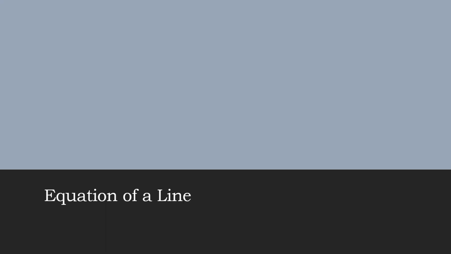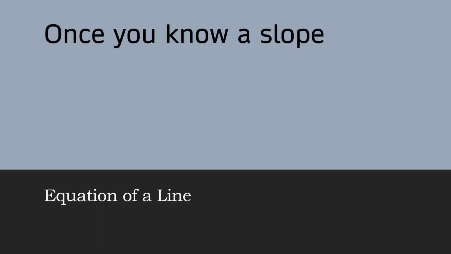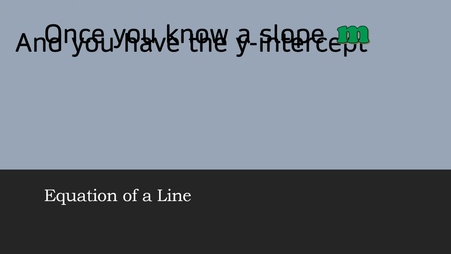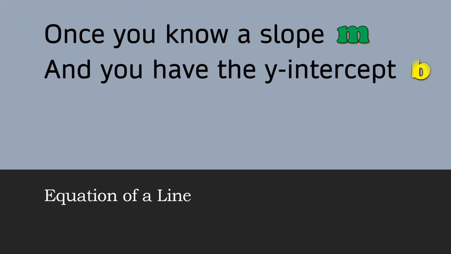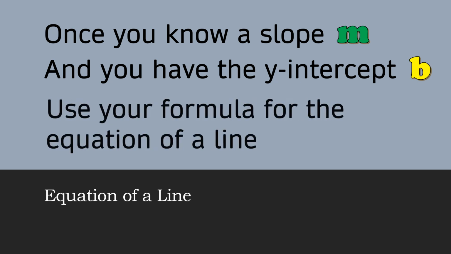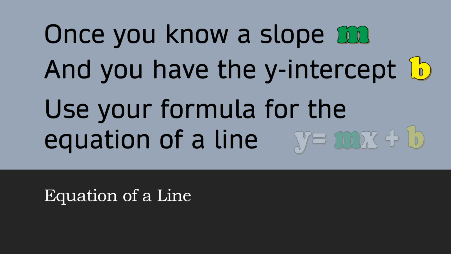So to put it all together, once I know my slope, which is the letter M, and I know my y-intercept, which is the letter B, I'm going to plug it into the equation of my line, which is very simply y equals mx plus b. And there you go. You know everything you need to about a line.